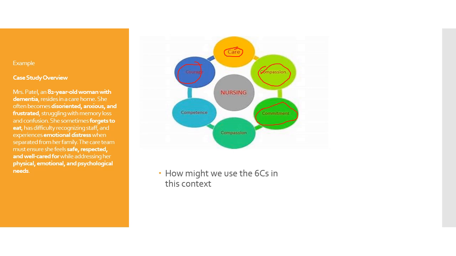These values help create a safe, respectful, and supportive environment in which service users can maintain their dignity and well-being despite their conditions. So I hope all of you have understood what each of the 6 C's means and how we can apply them in the context of a case study and can explain them.